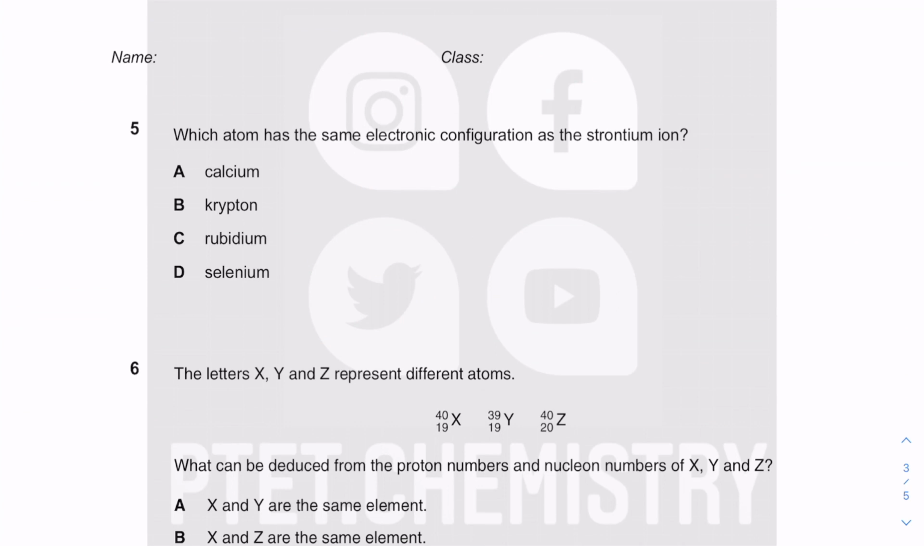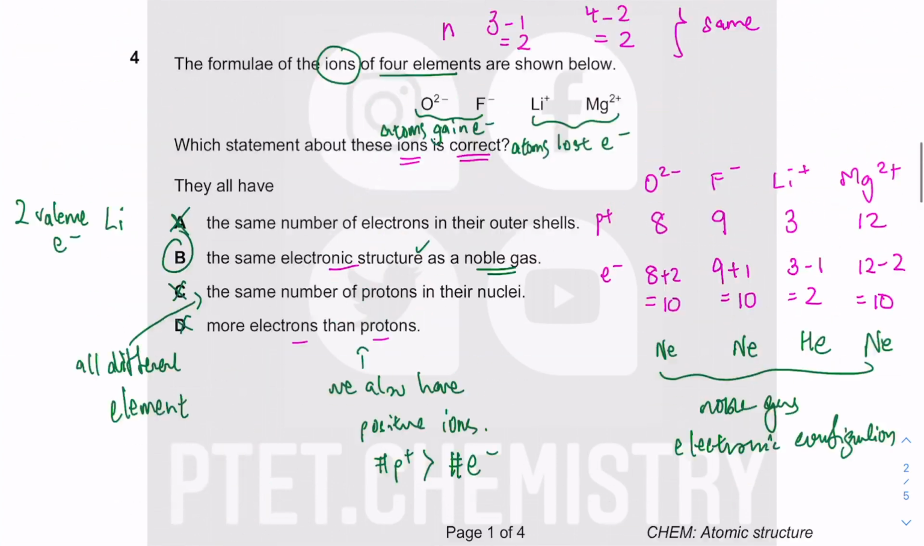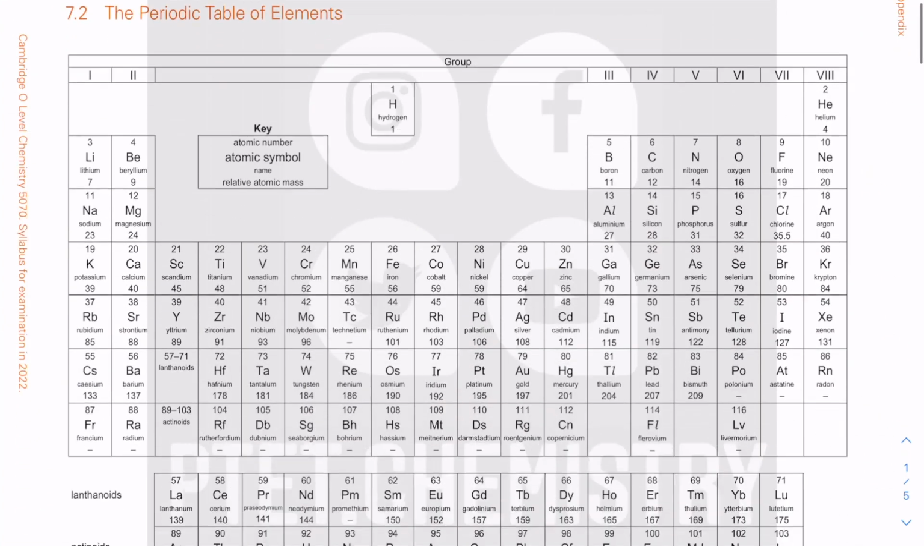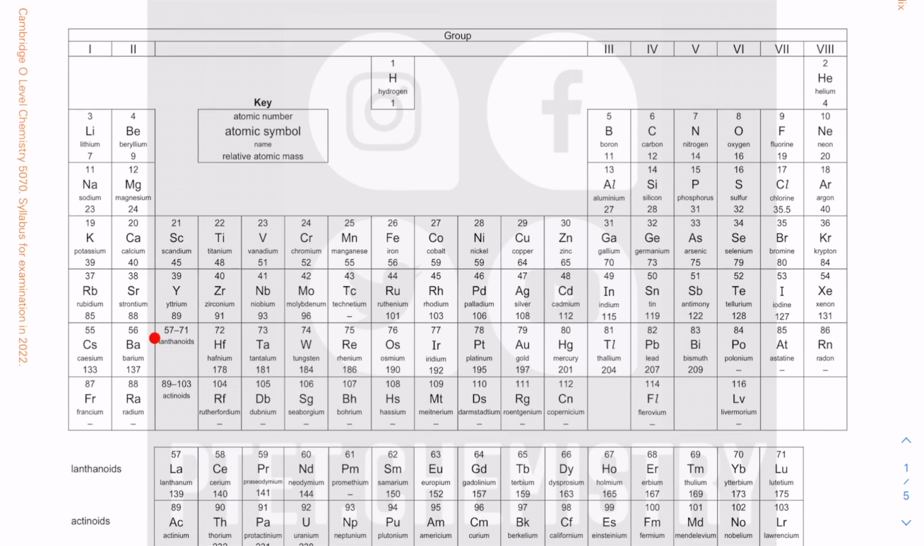Number 5, which atom, okay, so you're looking for an atom, has the same electronic configuration as the strontium ion. Strontium is in group 2. That's why it's important to know your periodic table. If you have time, you should go through your periodic table and look through the elements, the names and the symbols. Now I know strontium is in group 2. It's easy to see, it's Sr. It's the first, second, third, fourth, fifth, the 5th period and group 2, strontium, Sr.